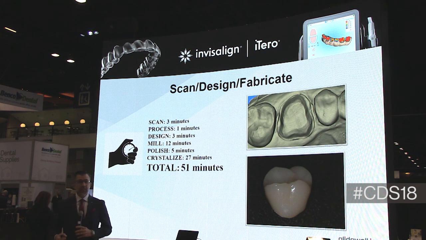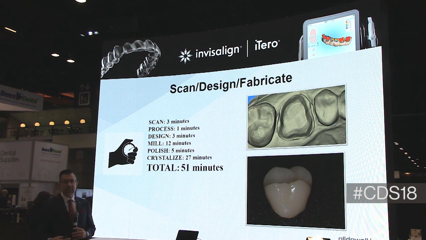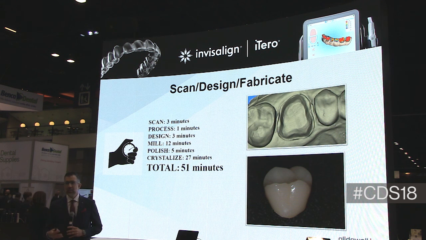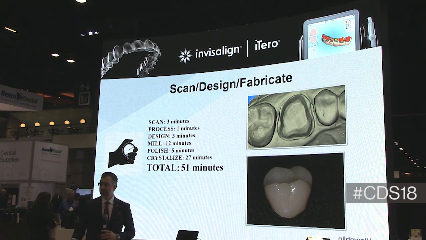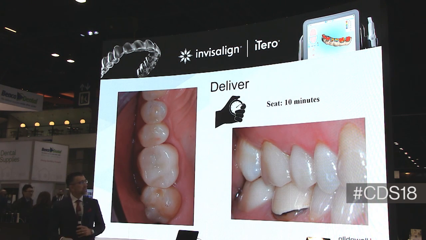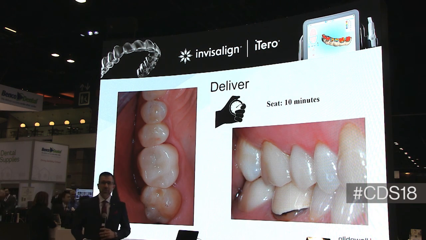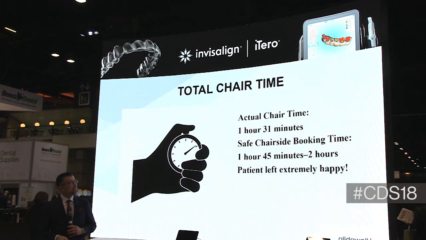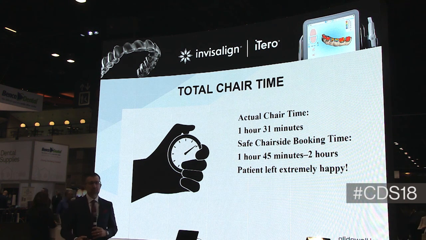It takes about a minute to process the scan. It takes about 3 minutes to design the restoration. It takes about 12, sometimes 14 minutes to mill. 5 minutes to polish, and 27 minutes to sinter it in the oven. So once that's done, it's a total of 51 minutes. Send it back to the operatory and seat it in the patient's mouth, which takes about 10 minutes. The whole process took about an hour and 31 minutes.